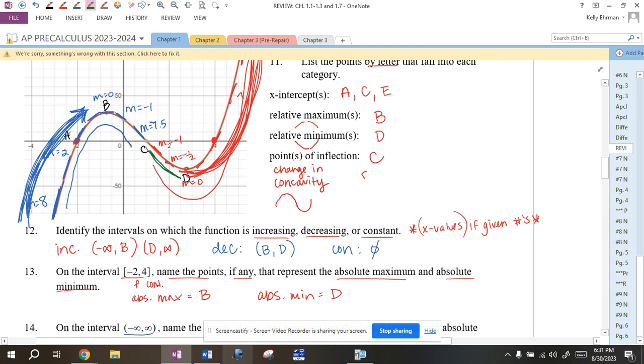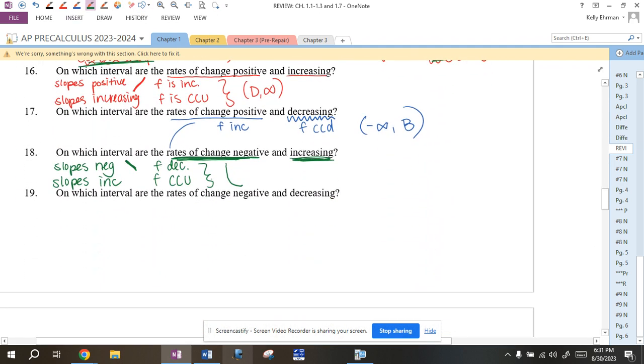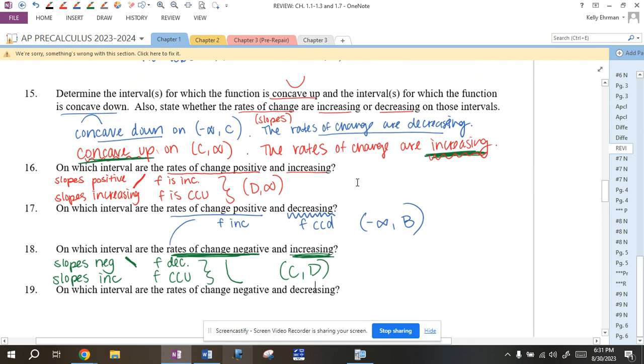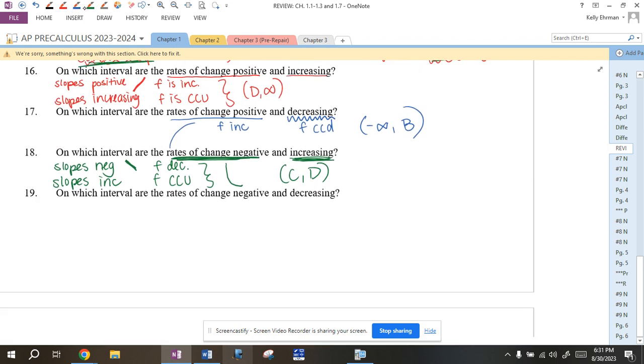Here's decreasing. Well, B to D is decreasing, but it's kind of hard. I've got so many marks all over this. Hold on, get rid of some of this. This is the concave up section, right? So this is just going to be C to D. Okay, you can probably guess the next one's B to C, but let's just kind of verify through here.